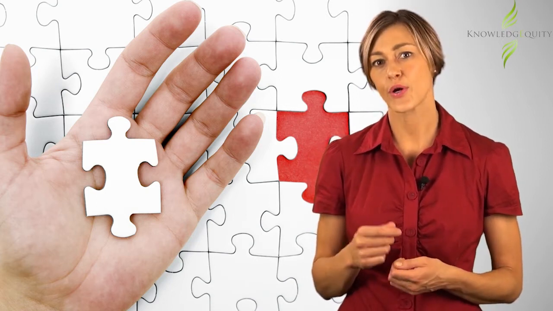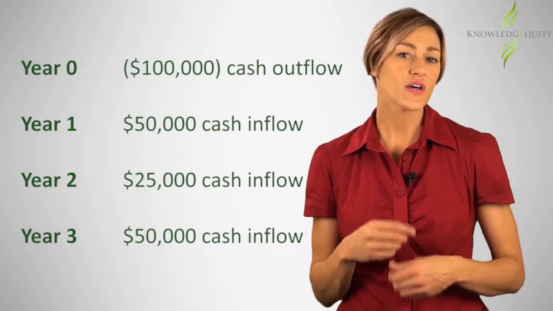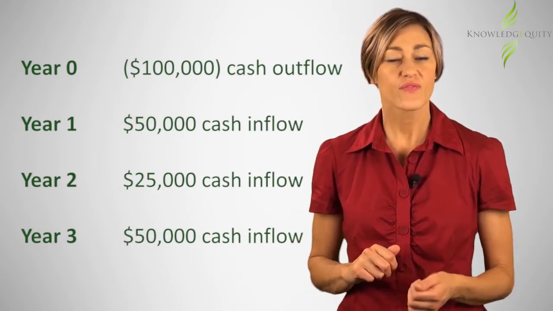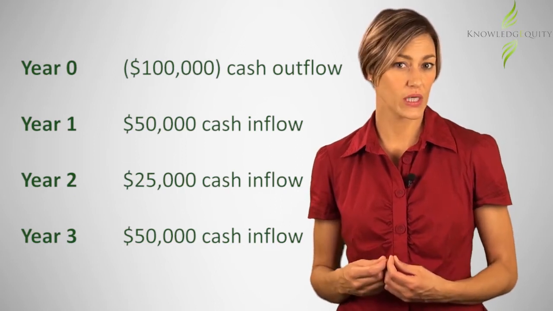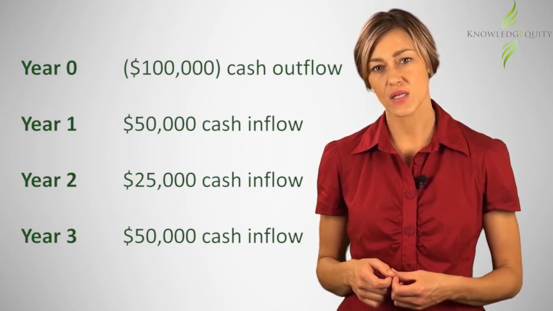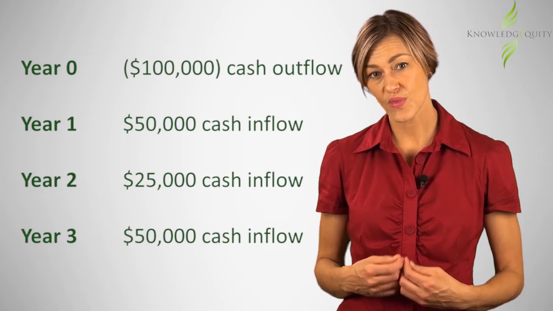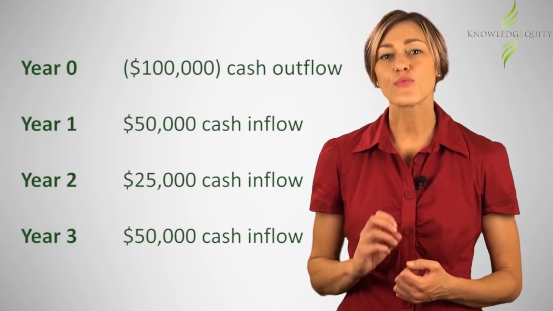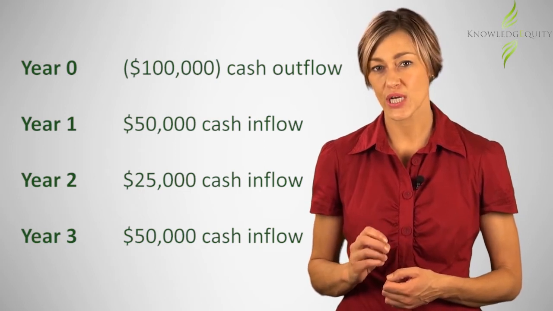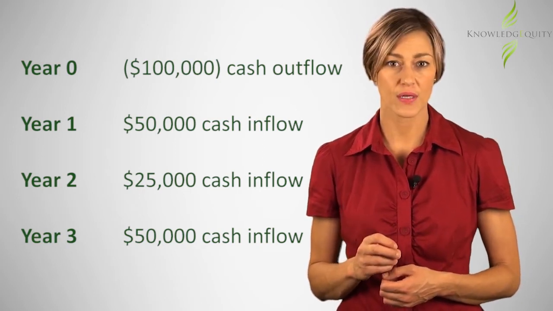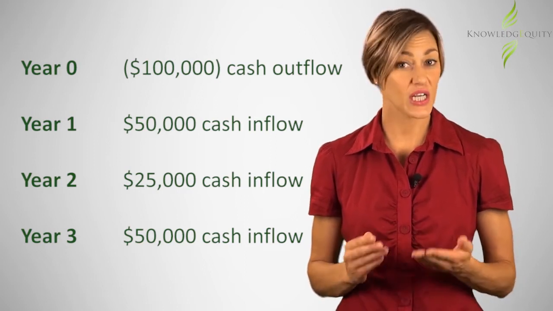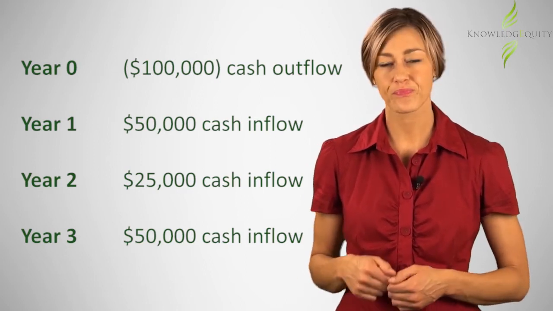Let's think about a project with cash flows of $100,000 cash outflow in year zero, $50,000 cash inflow in year one, $25,000 cash inflow in year two, and a $50,000 cash inflow in year three. If we want to know the IRR for this project using the trial and error method, we need to identify the appropriate discount rate that achieves an NPV of zero.